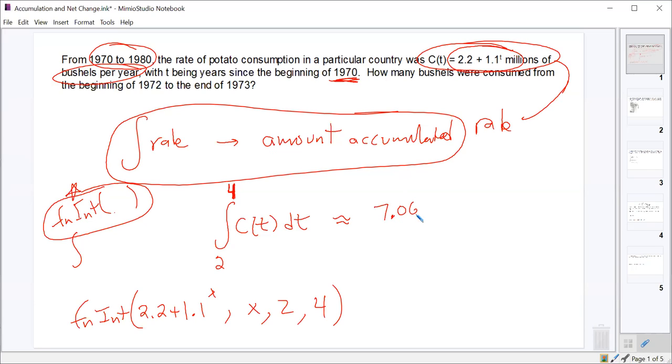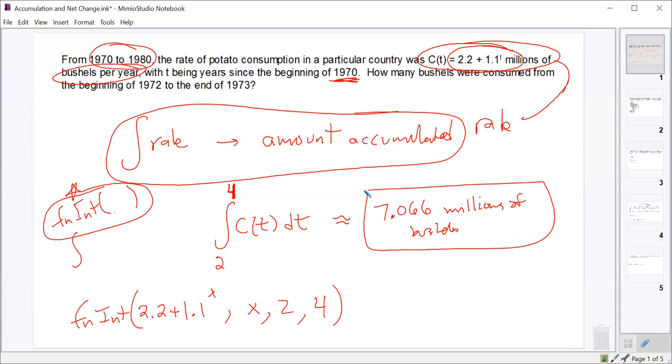$7.066 million bushels per year. And don't forget units on this. Or sorry, not millions of bushels per year, just millions of bushels. That's my bad. Millions of bushels. That's how many were consumed from t equals 2 to t equals 4.